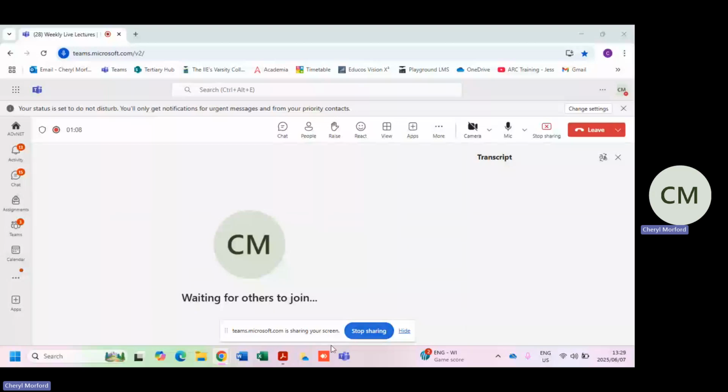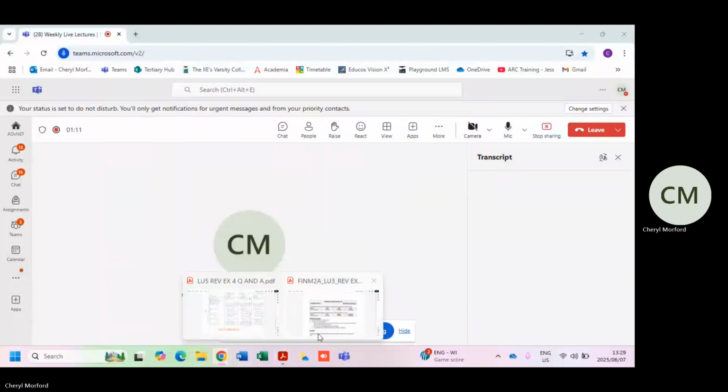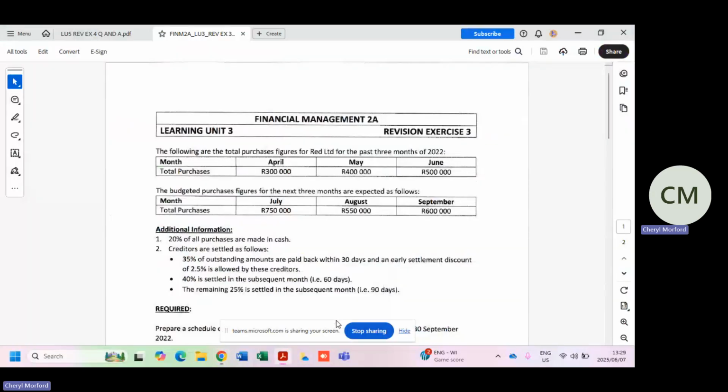This is going to be the last one from Learning Unit 3. So just a recap on what's going on in Learning Unit 3. It's all about managing working capital. There are a few things that we have already done, and I'm just going to conclude by looking at one last section, which is this one.